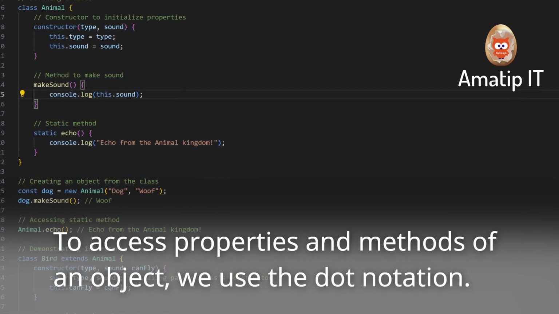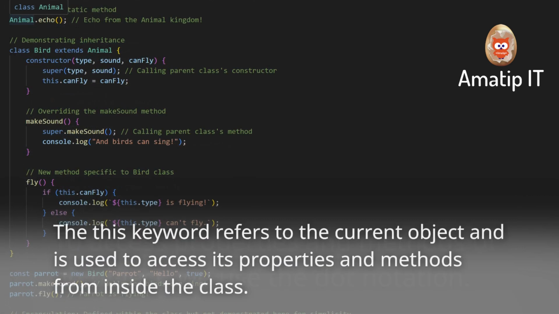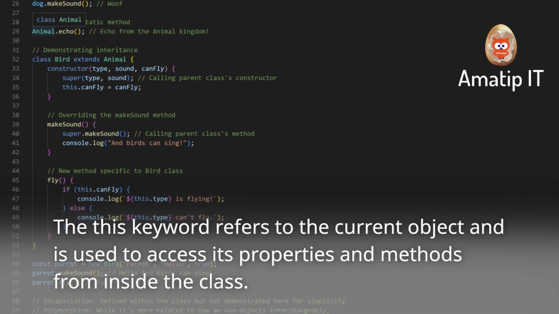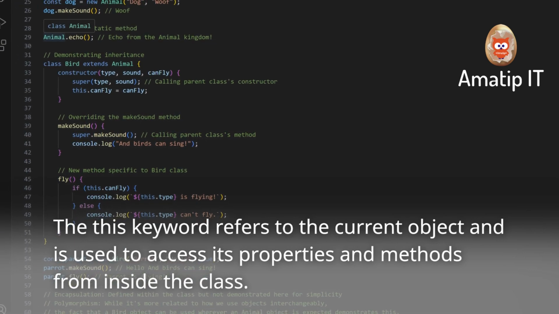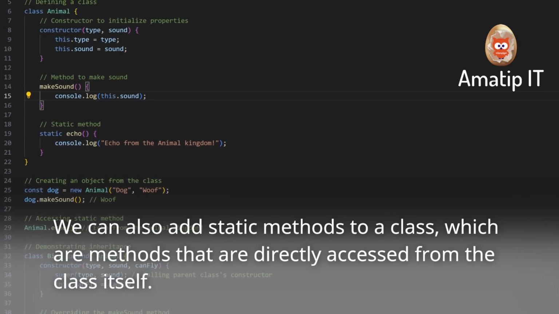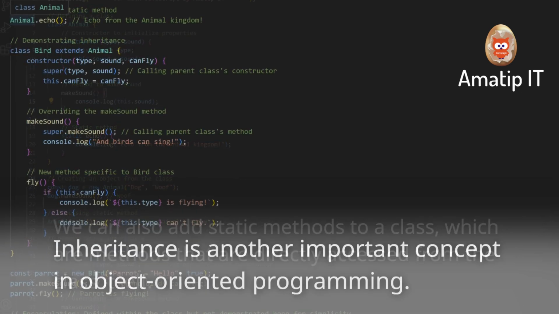To access properties and methods of an object, we use the dot notation. The this keyword refers to the current object and is used to access its properties and methods from inside the class. We can also add static methods to a class, which are methods that are directly accessed from the class itself.